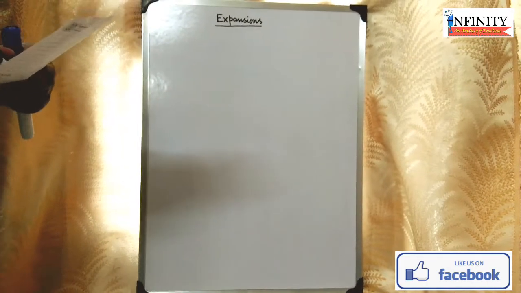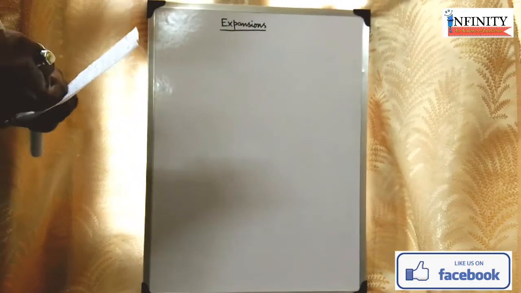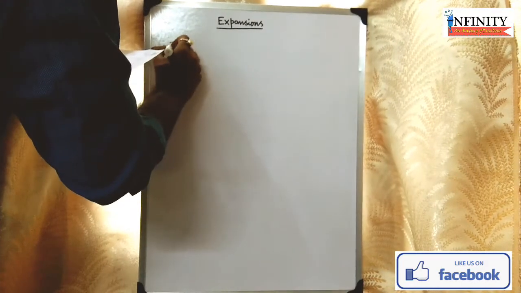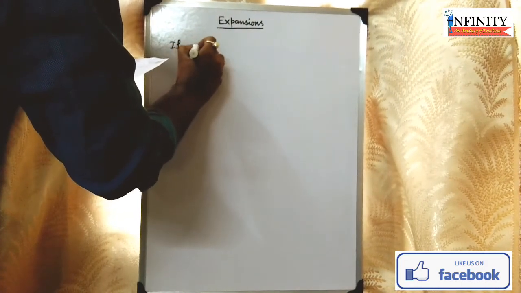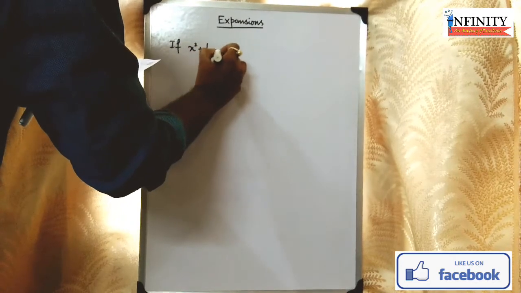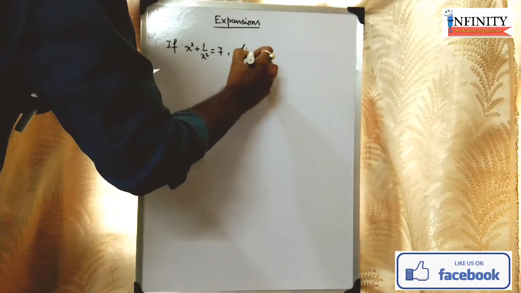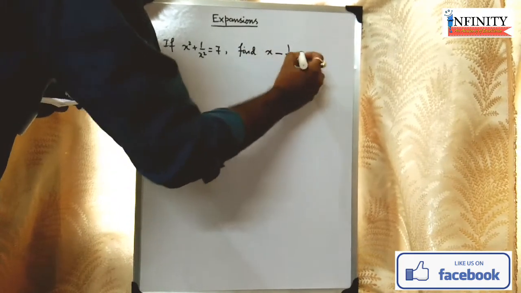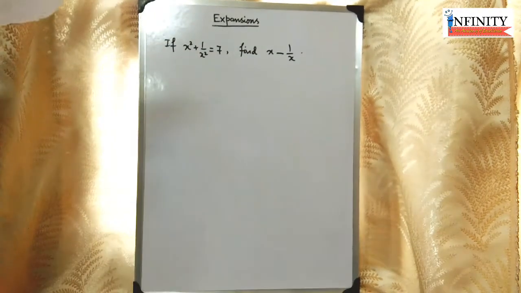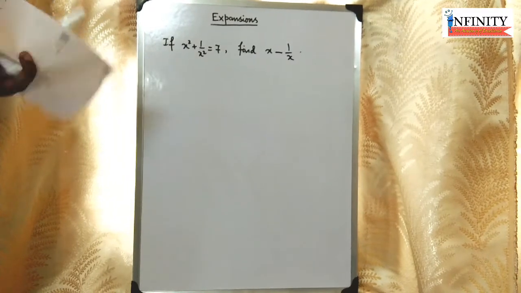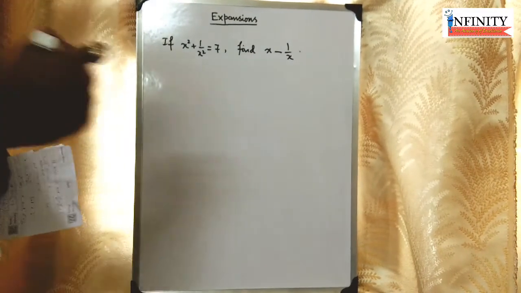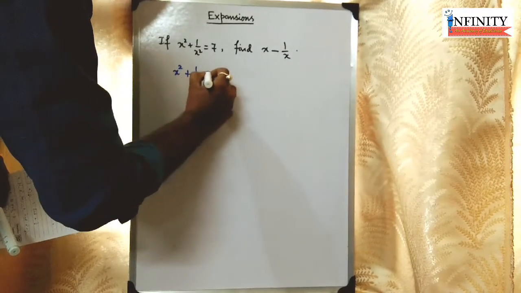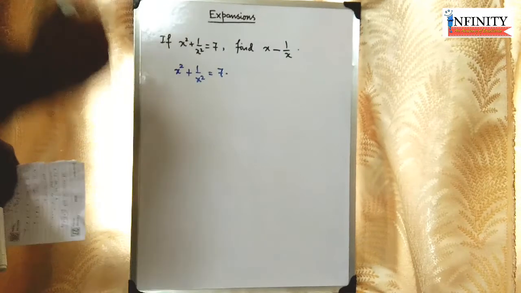Now let us take some examples or some application on this expansion. Let us take an example. If x squared plus 1 by x squared equals 7, then find x minus 1 by x. It is very simple. Using the formula for a square plus b square, that is x squared plus 1 by x squared equals 7, it is given.